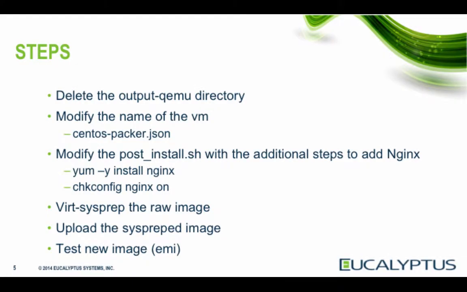The basic steps are: delete the output directory if present, modify the name of the VM in the Packer JSON file, modify the post-install script to add the additional steps for the software we'll be adding, in our case Nginx, a yum command to install Nginx. Don't forget to include the -y to answer yes for all questions, or the automated build will fail.